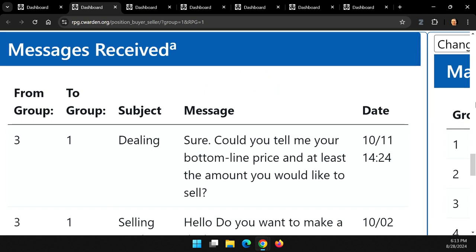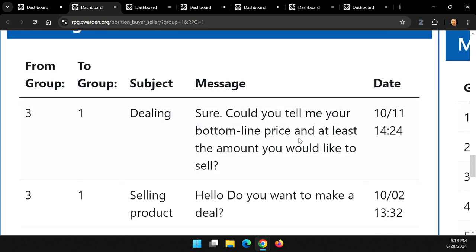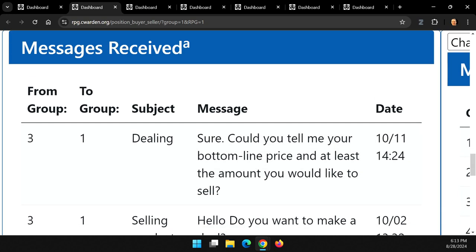We can see here the messages are very simple. It tells you who it's from and who it's to, and it'll be to you. So this is group 1. And we have a message from group 3 and another message from group 3 and a date and the content. You can use English or Chinese or any other language you like. And that's messages. Very simple.